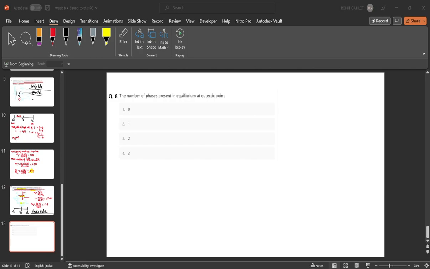Is there anyone who would like to comment on this? So the number of phases present in an equilibrium at the eutectic point is.